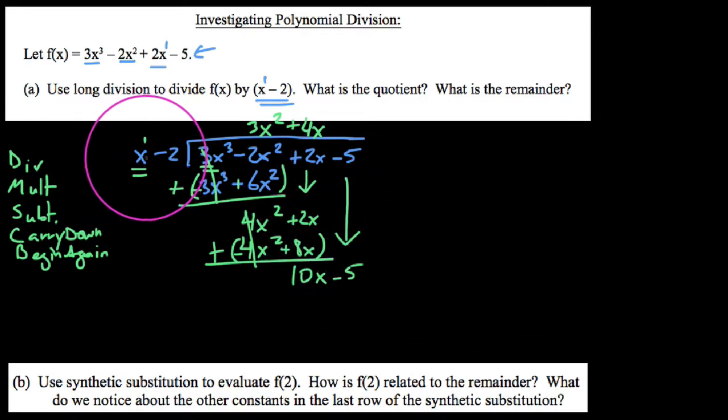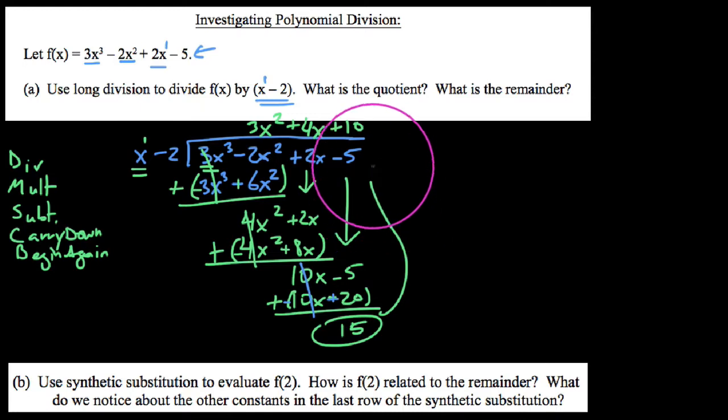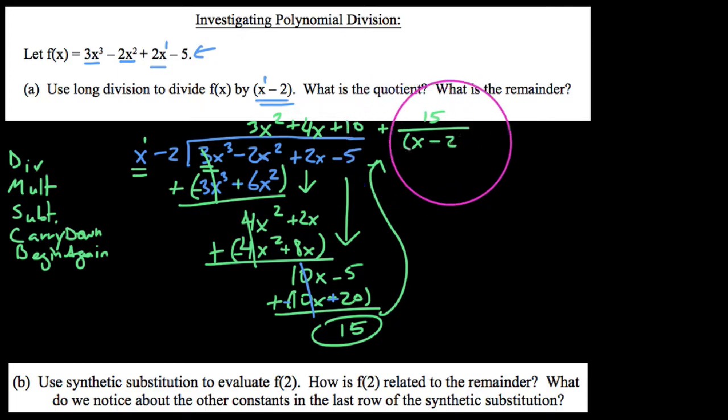So now I say, well, how many times does x go into 10x? What could I take times x to get 10x? And we can take it times a 10. So we'll put a 10 here. 10 times x is 10x. 10 times a negative 2 is a negative 20. And so since we're taking all of this away, we'll go ahead and add the opposite here. So we'll make this negative and this positive. And so these cancel, and we get a positive 15 here. So this remainder right here, remember, we have to put this back up here. So we say plus 15 all over x minus 2, which is the thing we were dividing by.